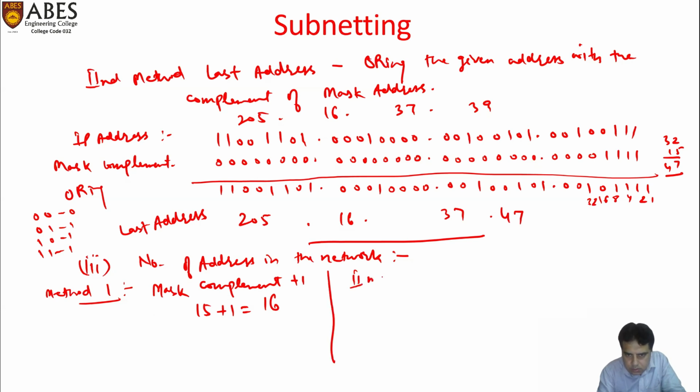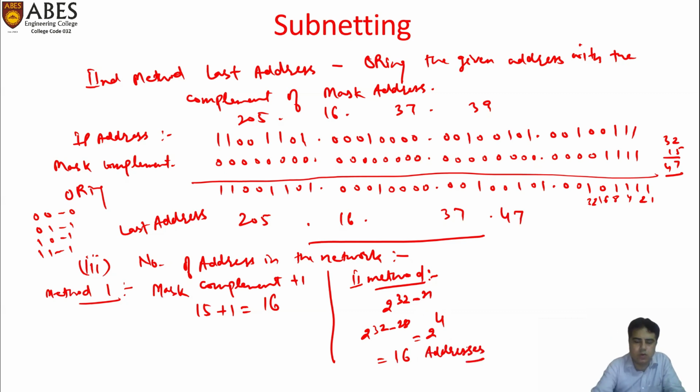Second method: we calculate the total number of addresses as 2 raised to the power 32 minus n. N is equal to 28. So 2 raised to the power 32 minus 28, which is 2 raised to the power 4, equals 16 addresses. I hope everyone has understood this.